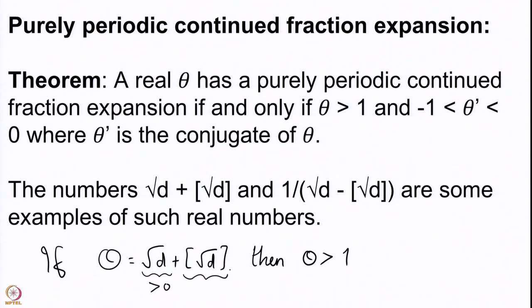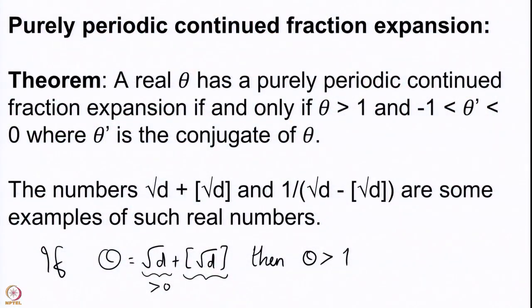and if your d happens to be a non-square, that would mean that anyway d is an integer. And so, root d will be 1 or bigger. Therefore, the integral part is also 1 or bigger. So, both these quantities would certainly add up and give you something which is bigger than 0. In fact, you have something which is bigger than 1. So, this number theta, which is root d plus integral part of root d, is bigger than 1. So, we are done with this.